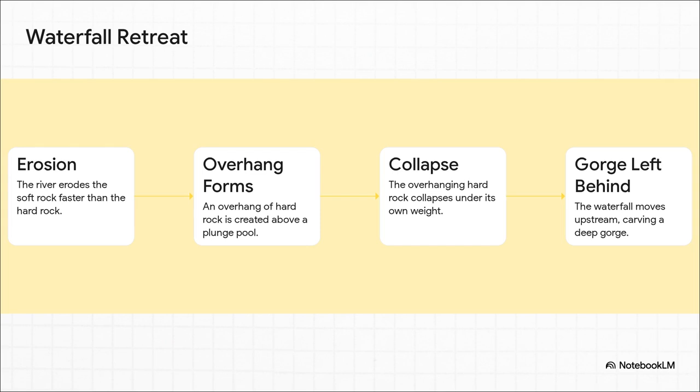The river carves out the soft rock underneath, creating this overhang of hard rock. Eventually, that overhang collapses under its own weight, and the waterfall takes a step backward, moving upstream. Over thousands of years, this process carves out a deep, narrow valley we call a gorge.